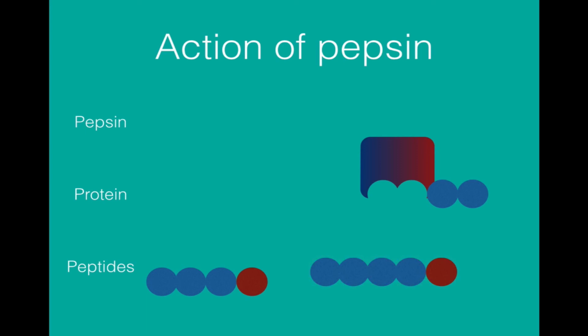These peptides can then get digested by other enzymes in the small intestine into individual amino acids, which get absorbed into the blood. And that's part 1 of this video. Stay tuned for part 2.